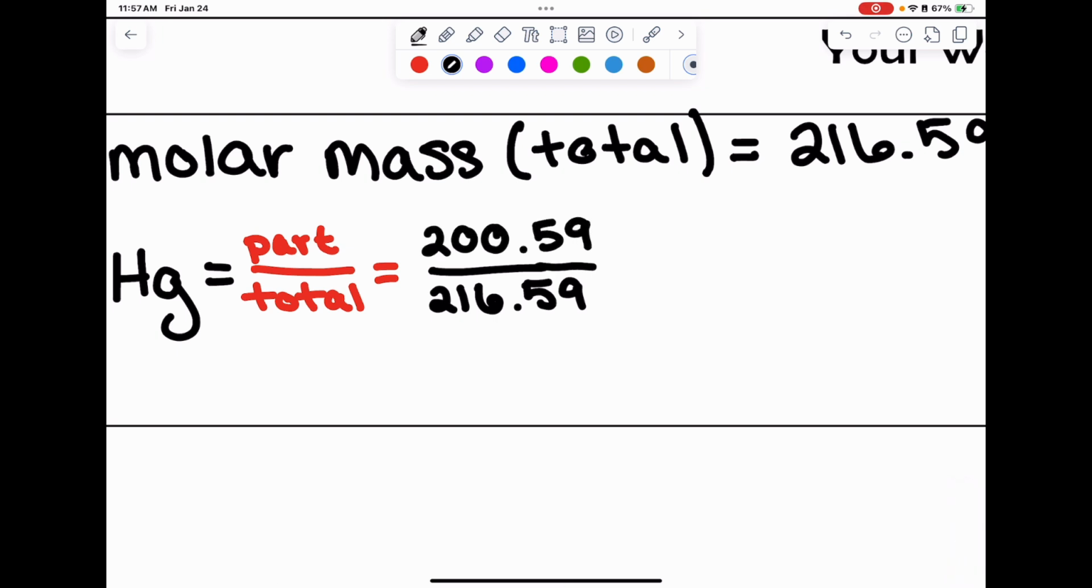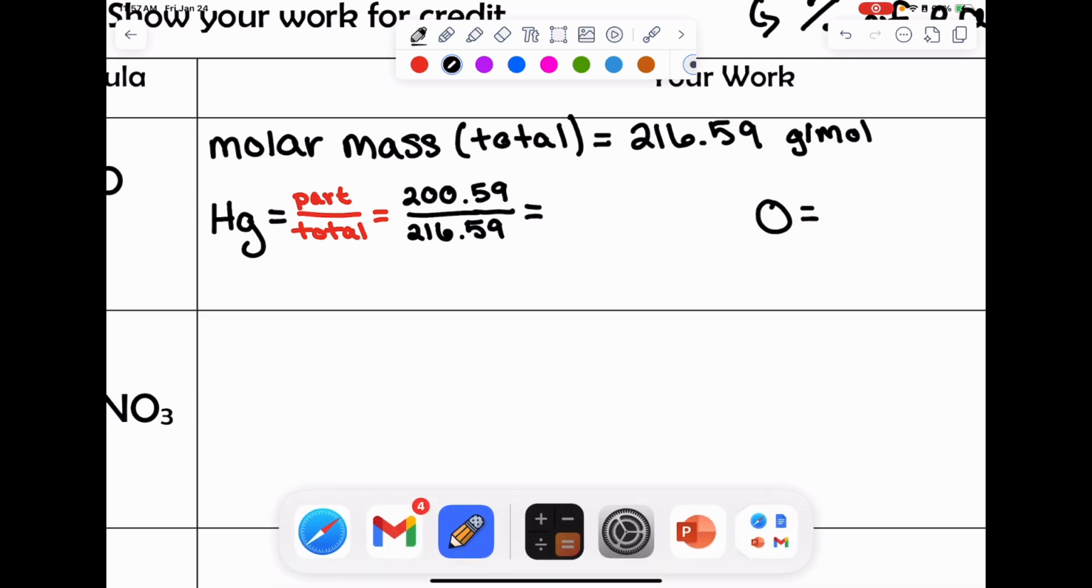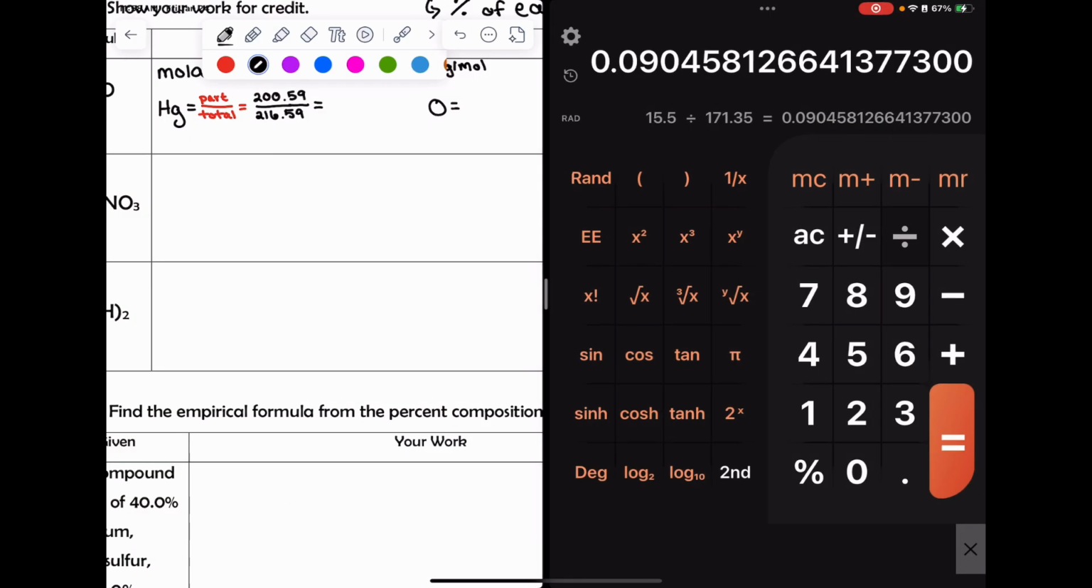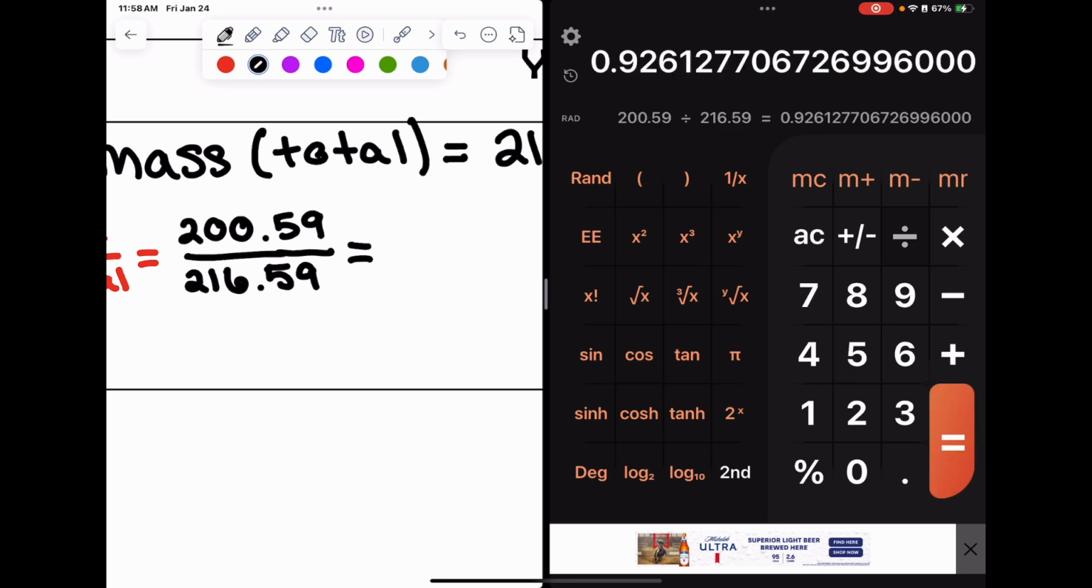So that is the part, 200.59 divided by the total, 216.59. Now, if you were to plug this into your calculator, you're going to get a decimal. So let's go ahead and plug it in. See what we get here. 200.59 divided by 216.59.